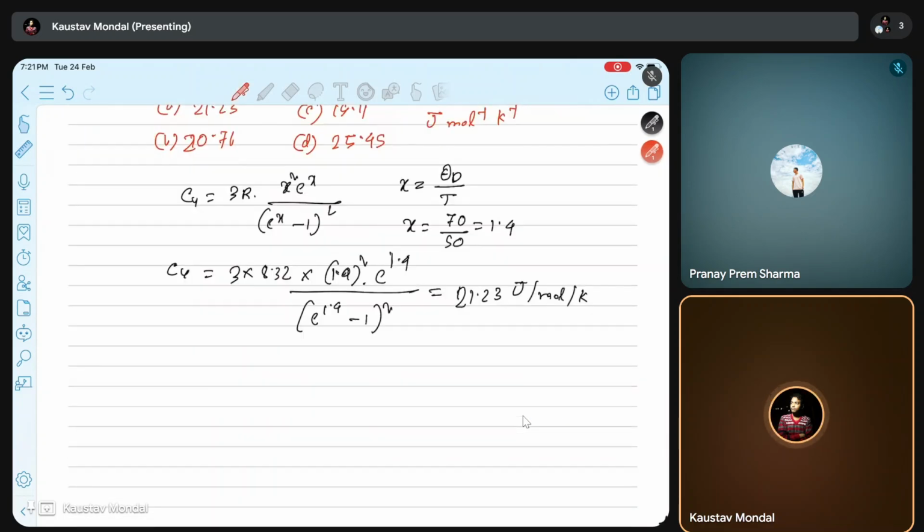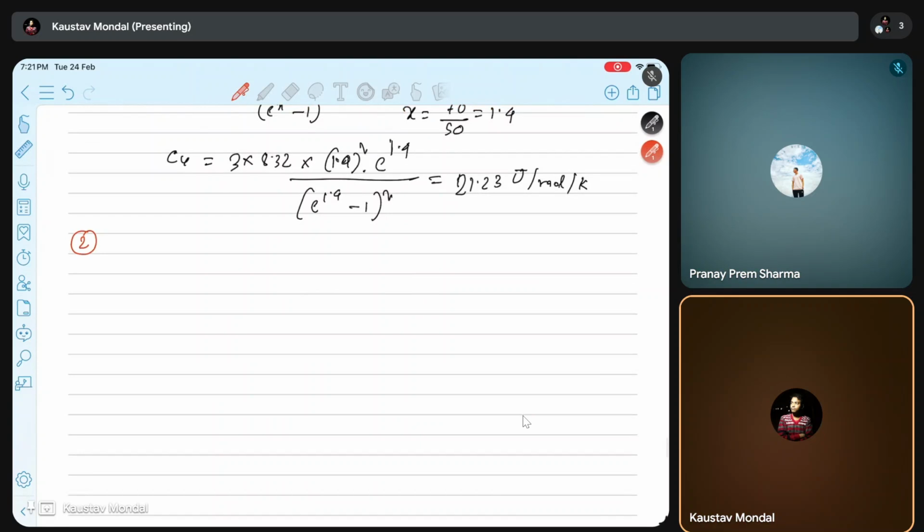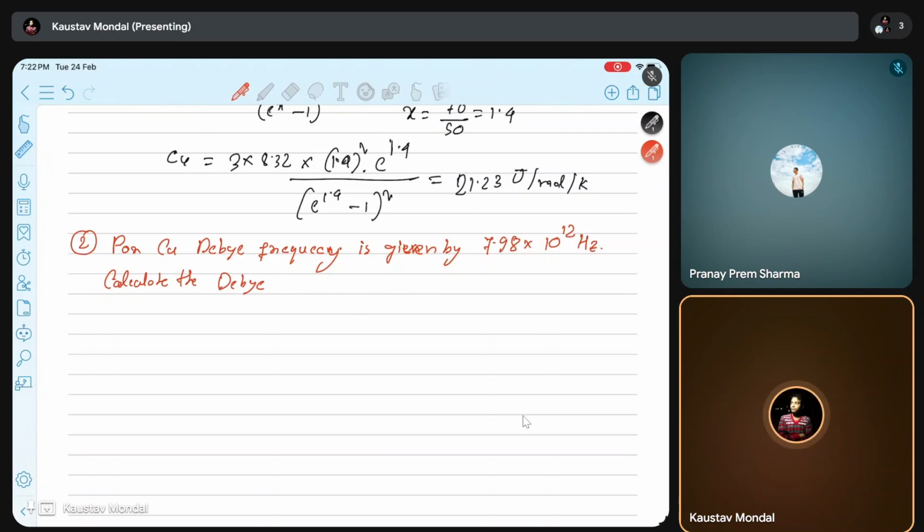Now problem 2. For copper, the Debye frequency is given by 7.98 into 10 to the power 12 hertz. Calculate the Debye temperature theta D.